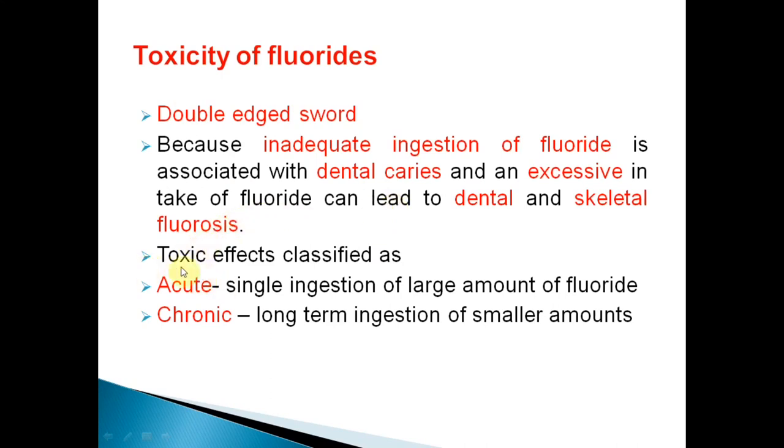Okay, so the acute and chronic, as we all know, acute is sudden, chronic is the slow action. Acute is very fast, just like a single ingestion of a very large amount of fluoride, so that becomes acute. We know acute pain and chronic pain. Acute is sudden pain and chronic is slow throbbing type pain. Similarly with fluoride, if we consume a very large amount in a very short period in a single shot, it's known as acute, and chronic is very small amounts over a longer period of time.